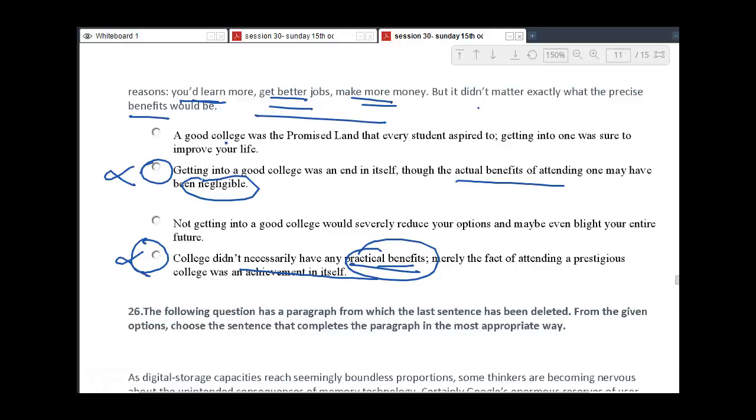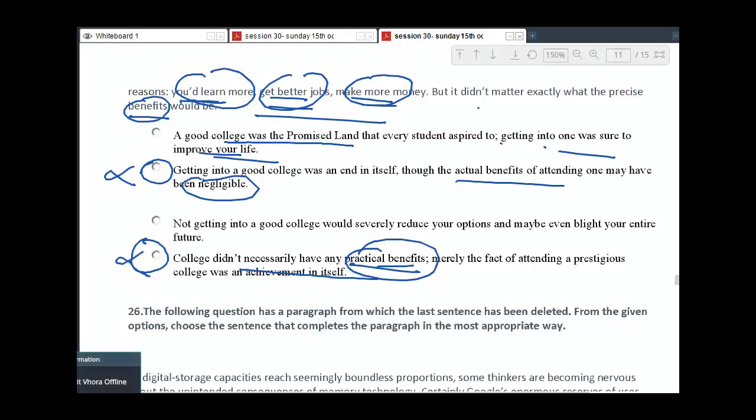So I would say a good college was the promised land that every student aspired to. Getting into one was sure to improve your life. So it didn't matter what exactly were the precise benefits, but one thing is quite certain, it was bound to improve your life. He says that there were many benefits. You would learn more, you would get better jobs, you would make more money. But what exactly was the precise benefit would not matter. Why? Because overall, it was bound to improve your life, in short.